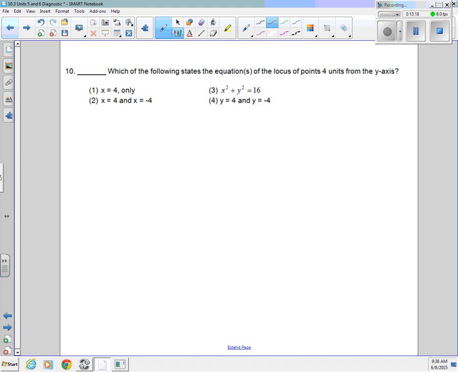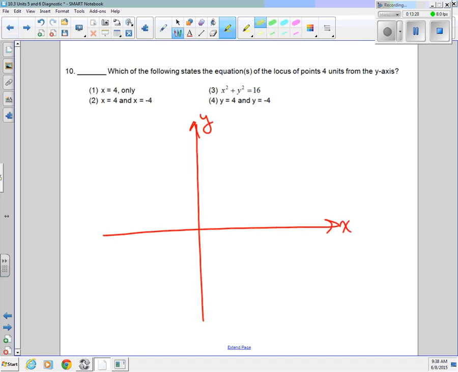Okay, number 10. Number 10 says, which of the following states the equations of the locus 4 units from the y-axis? So I have my coordinate plane. Here's my x, here's my y. The y-axis is the given. I'll highlight it. This is my given. I want to go 4 units from that axis. So I could go 4 units in this direction and 4 units in that direction.